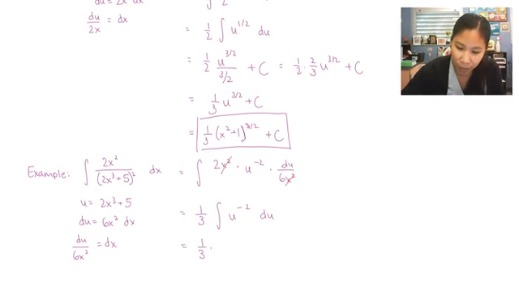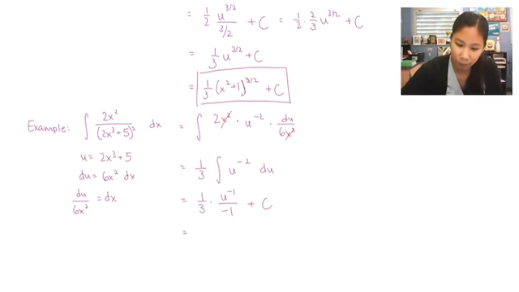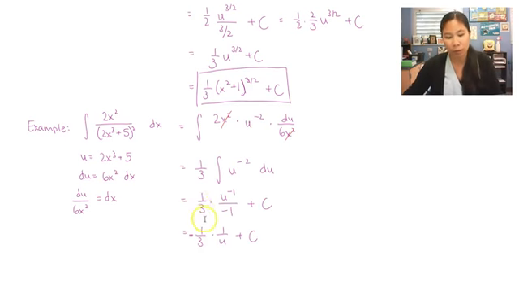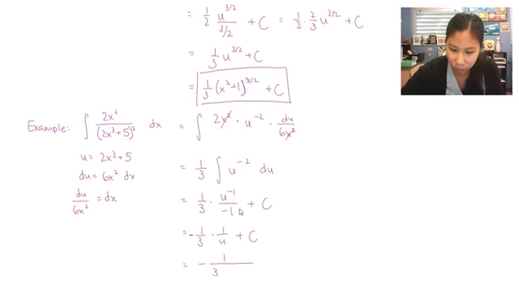So it'll be 1/3 times u to the negative 1 power over negative 1 plus c. Rewriting this, I end up with negative 1/3 times 1 over u plus c. So the negative 1 I just multiplied with the 1/3, and then u to the negative 1 power is really just 1 over u. And then replace that with whatever u equals, so it'll be negative 1 over 3 times 2x cubed plus 5 plus c.